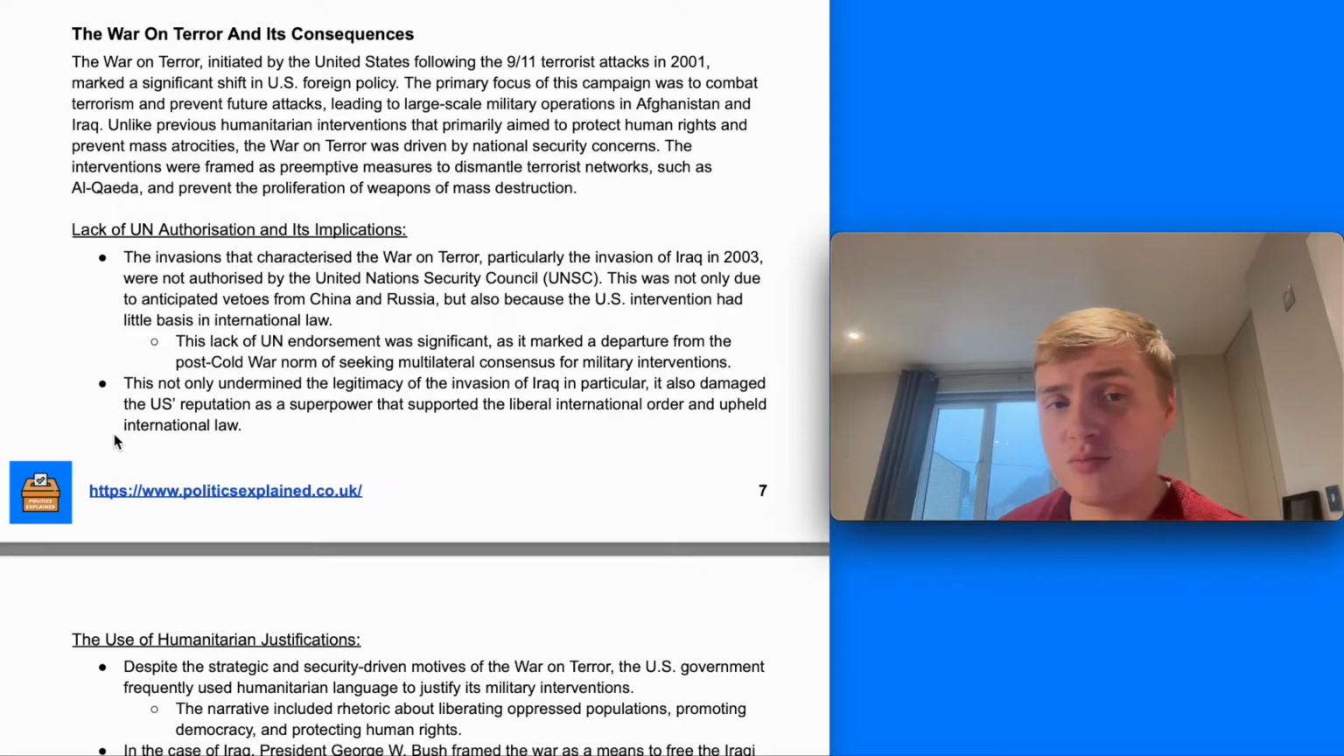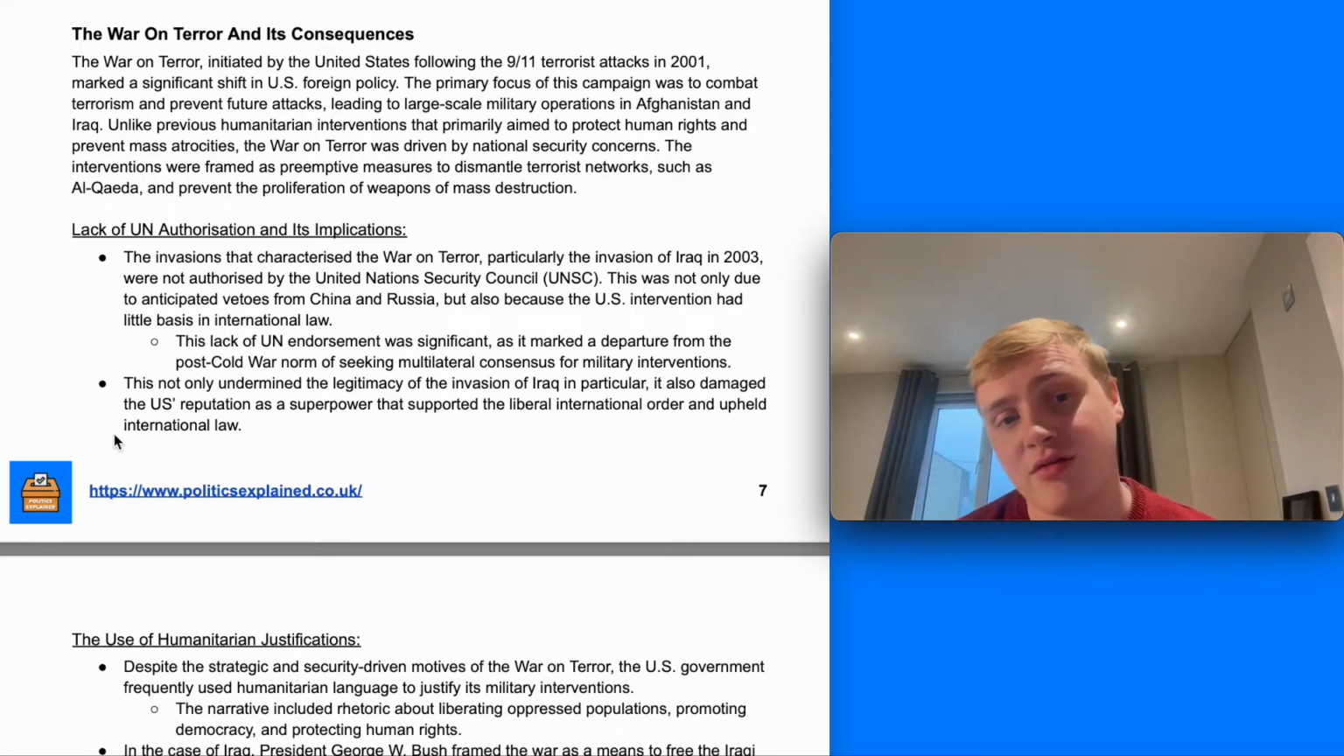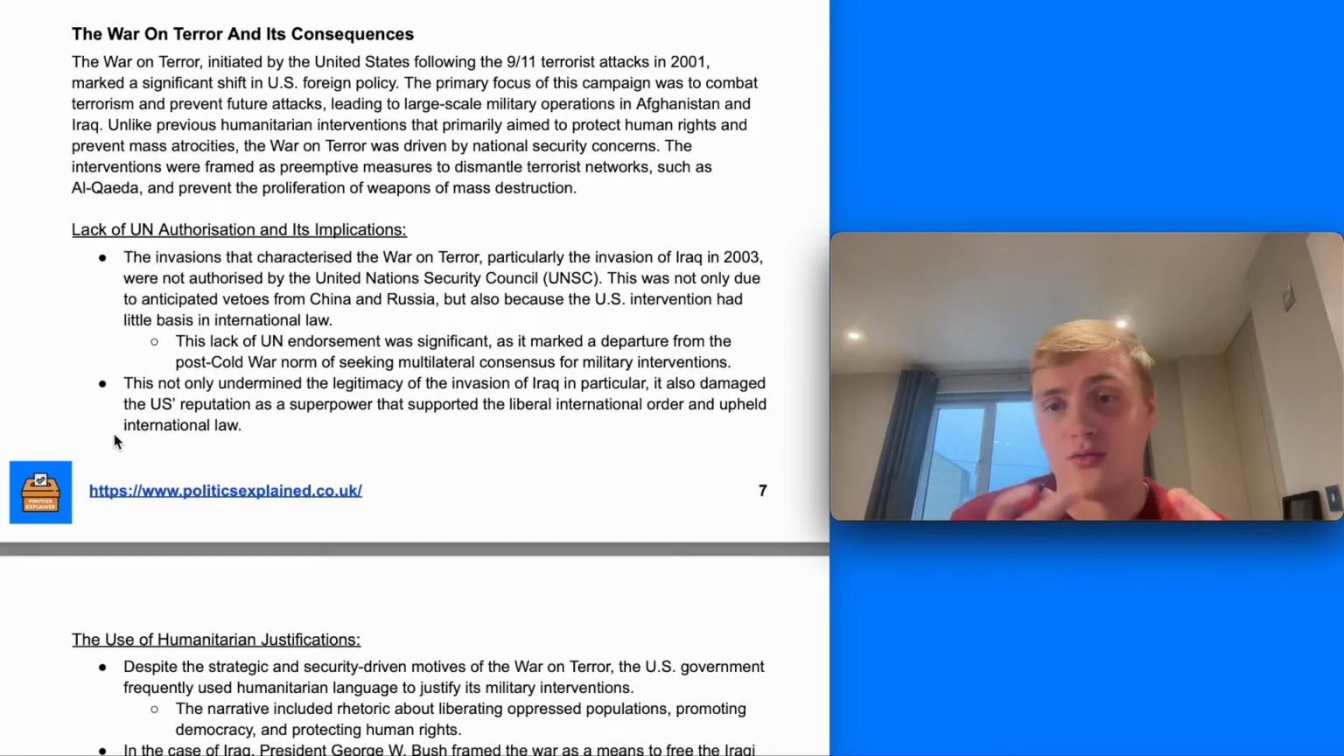So they were framed as preemptive measures to dismantle terrorist networks such as Al-Qaeda and prevent the proliferation of weapons of mass destruction. So they, in themselves, are key national security concerns, but there are also other reasons for those interventions, often actually tied up with energy and oil at the time as well.